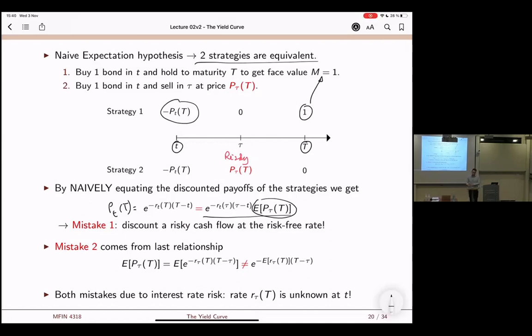There's a second mistake that is a bit subtle, but I want to explain it because it will have an impact on the relationship that I will show you. Now, what is this expected price here? You can write it as, so this is the exponential of R tau with T.